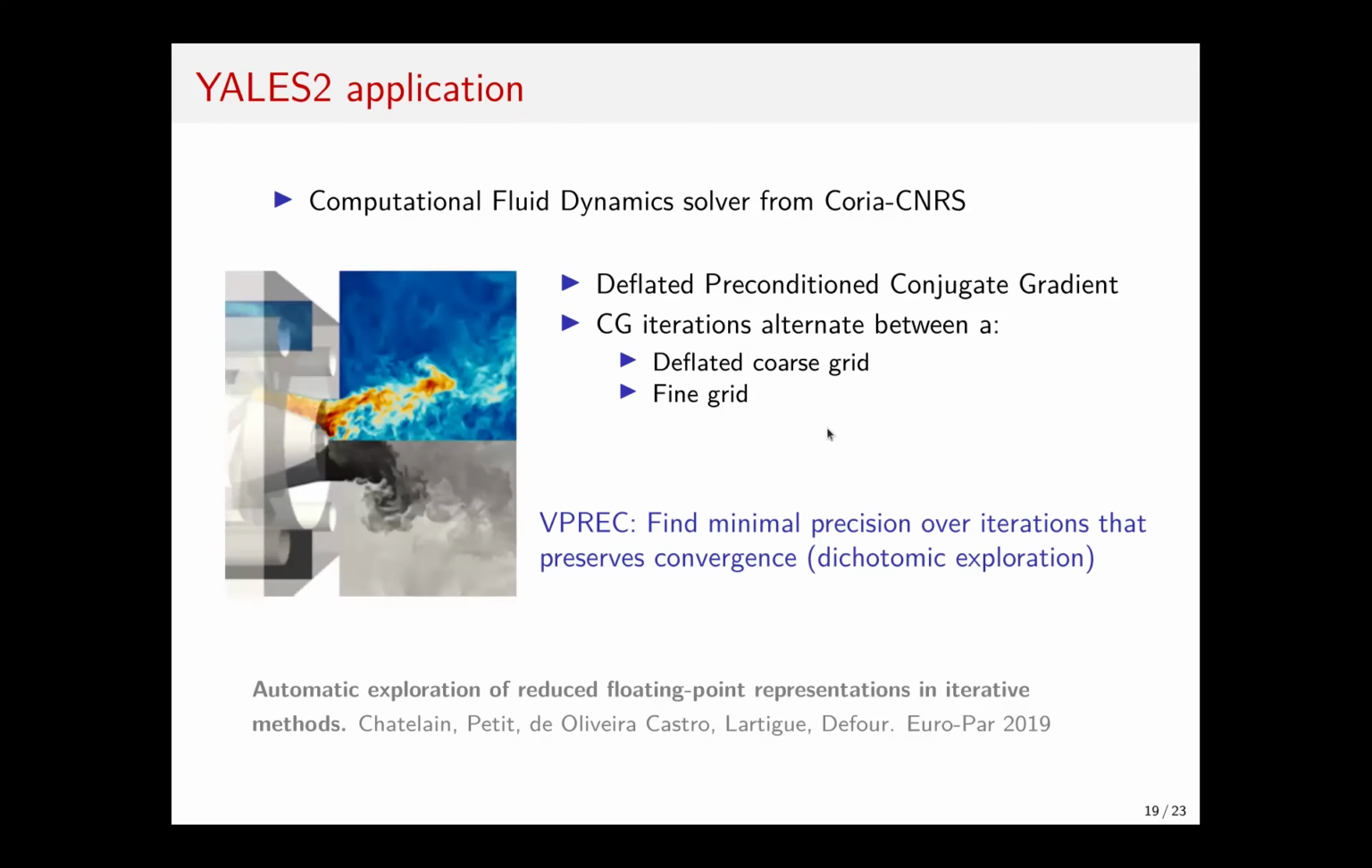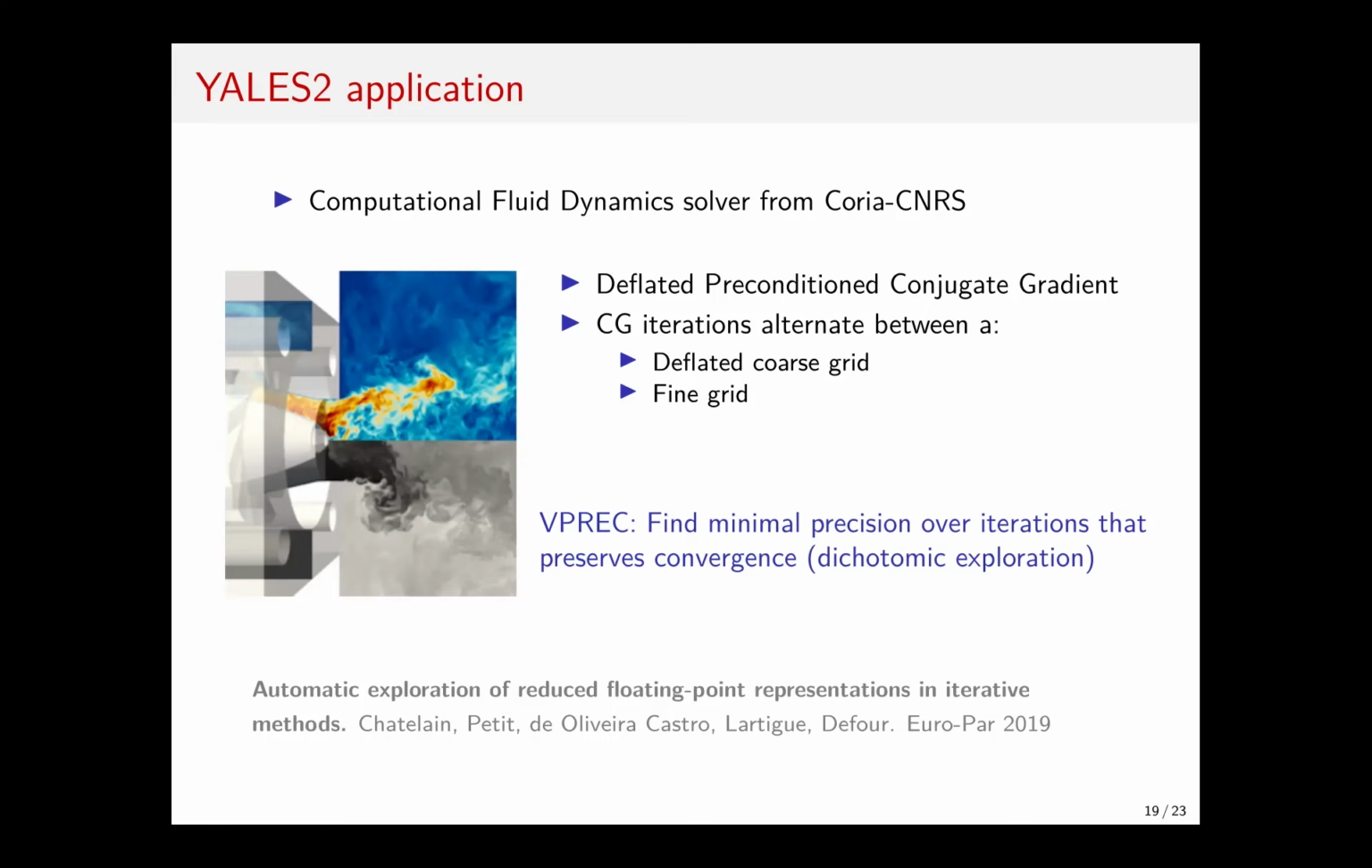One example of VPREC: we used VPREC to explore mixed precision on a CFD solver from CORIA CNRS, which is called YALES2. At the core of YALES2, we have a deflated preconditioned conjugate gradient.